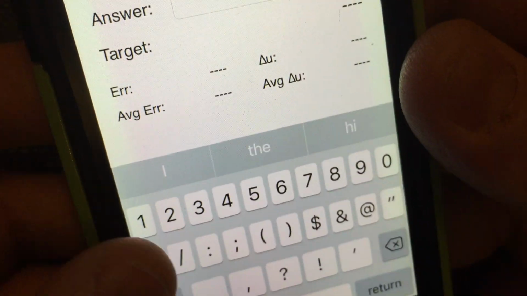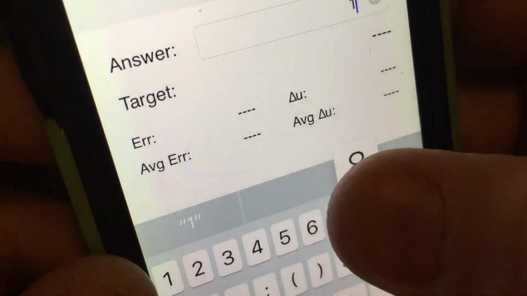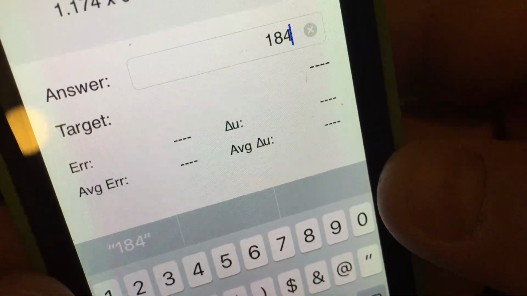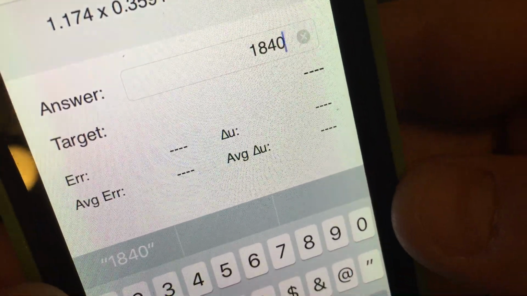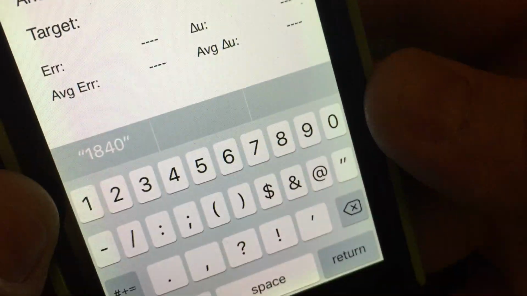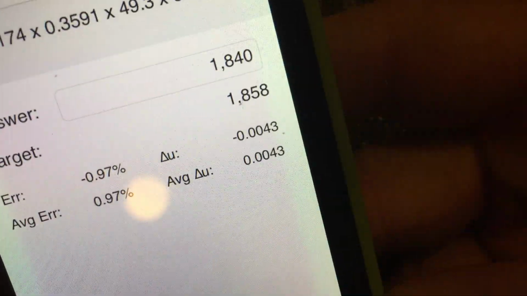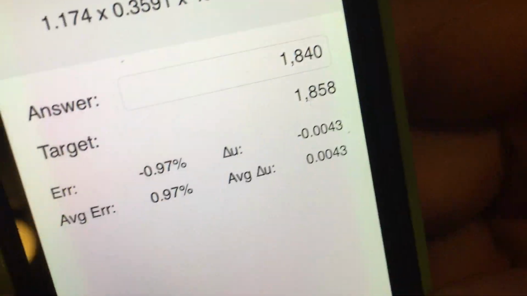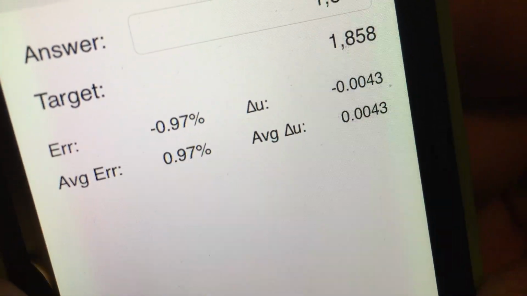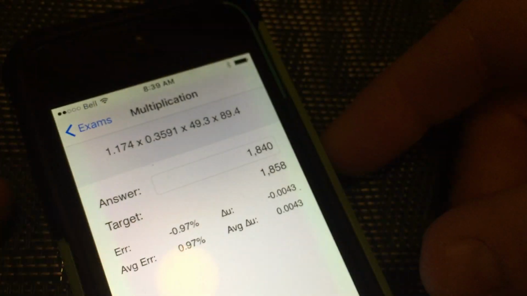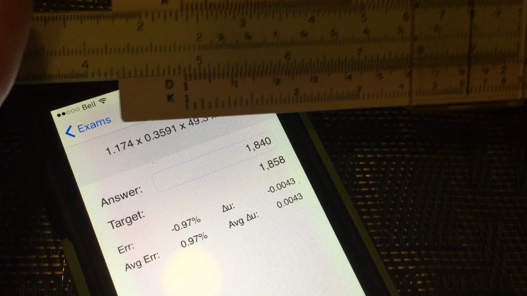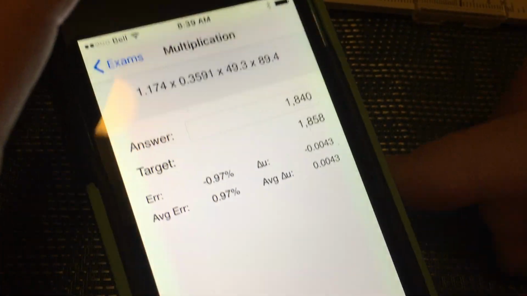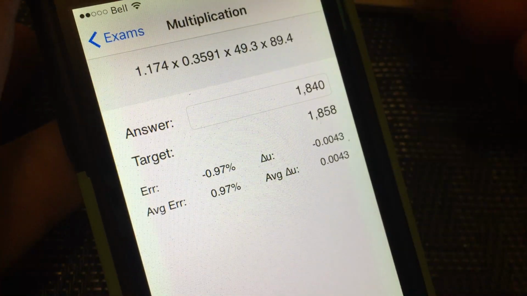So it's going to be, remember, 1,840 is what I calculated with my slide rule, and I hit return. You'll see that the actual answer was 1858. So I'm off by less than 1% error, okay? And I was doing it pretty crudely. I mean, you can be a little bit more precise. And you can be faster.